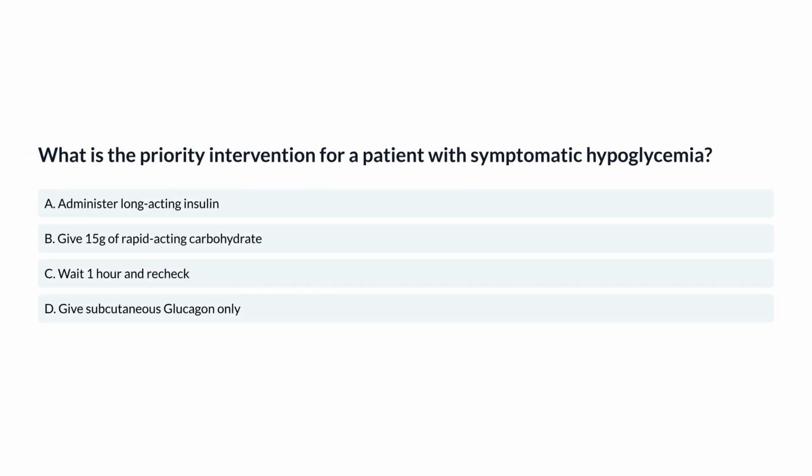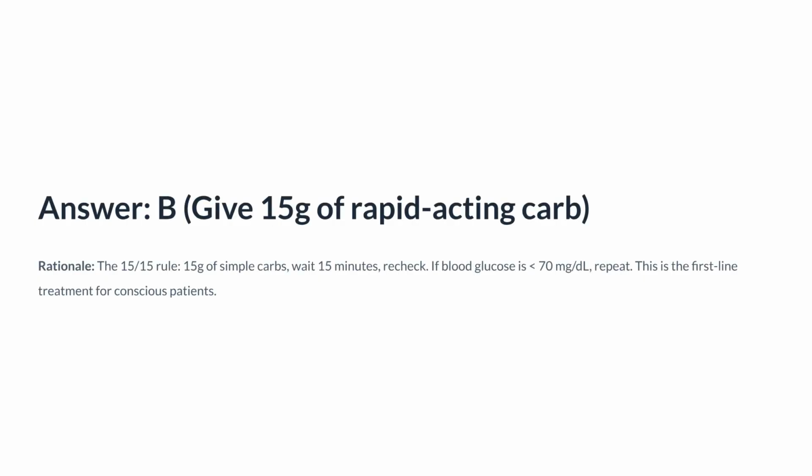What is the priority intervention for a patient with symptomatic hypoglycemia? The answer is B. Give 15 grams of rapid-acting carbohydrate. The 15/15 rule is the first-line treatment for conscious patients. 15 grams of simple carbs, wait 15 minutes, and recheck. Repeat if blood glucose is below 70 milligrams per deciliter.